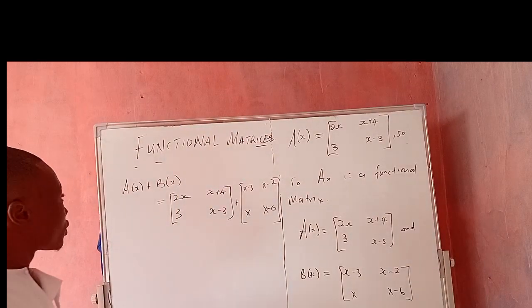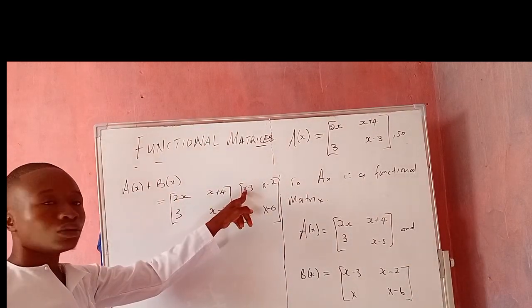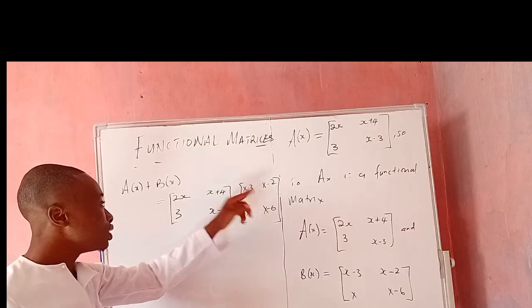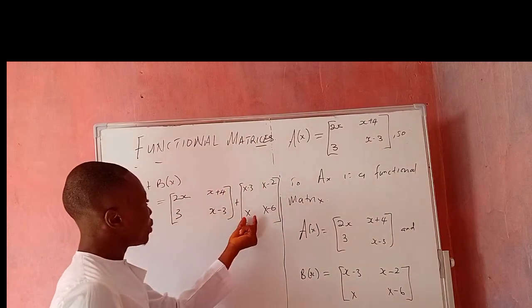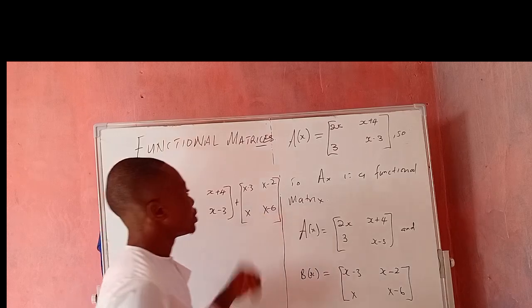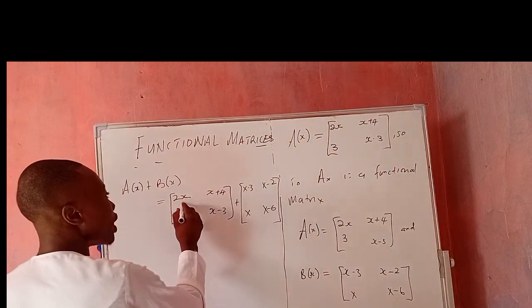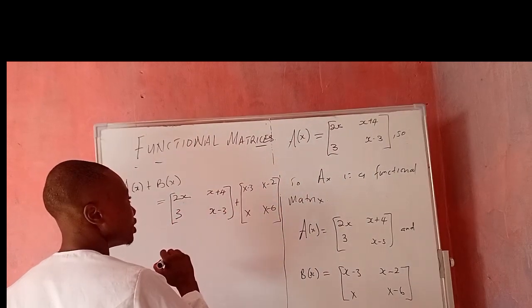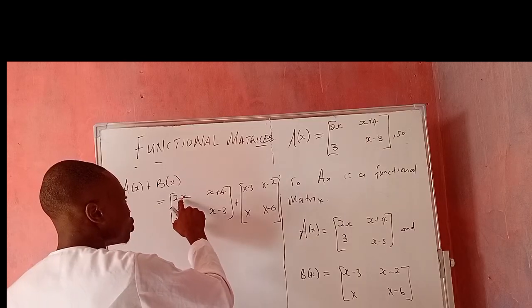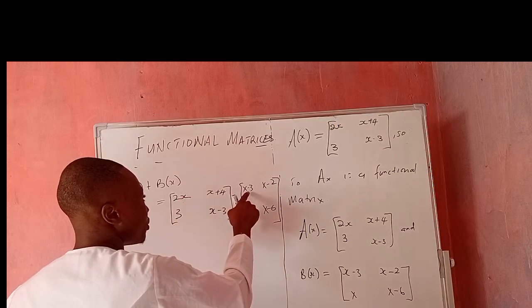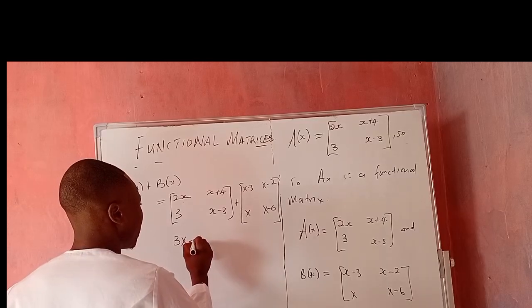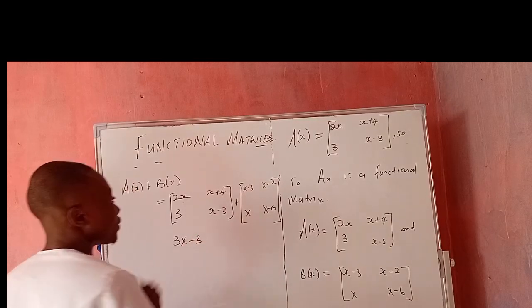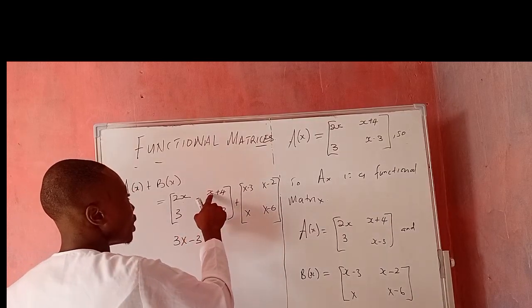So now, the first element here, we add it to this, and the second element, we add it to this, and this with this, and this with this. So how are we going to do it? So 2x plus x minus 3, right? We know 2x plus x is what? 3x minus 3. And you go again.